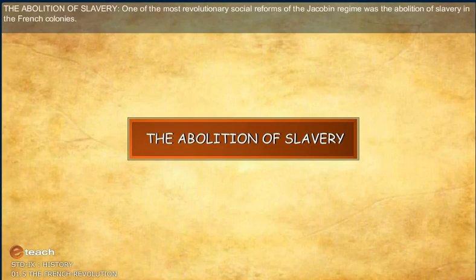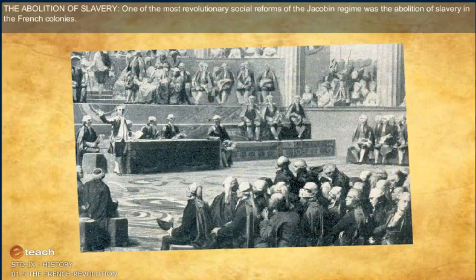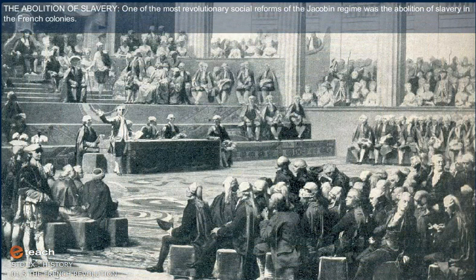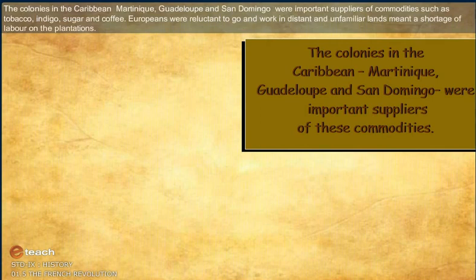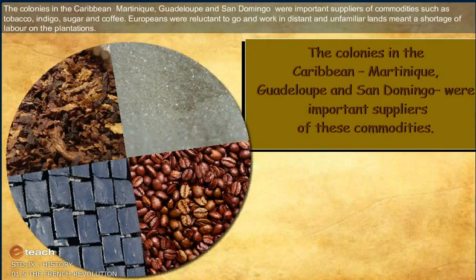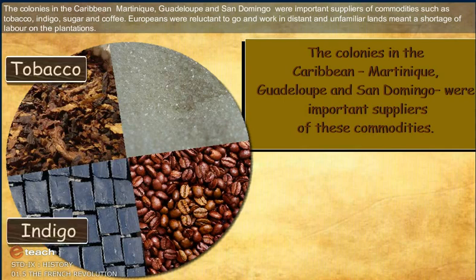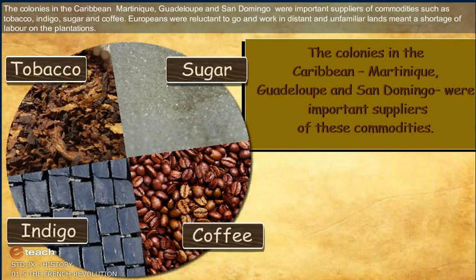The abolition of slavery. One of the most revolutionary social reforms of the Jacobin regime was the abolition of slavery in the French colonies. The colonies in the Caribbean, Martinique, Guadeloupe, and Saint Domingo were important suppliers of commodities such as tobacco, indigo, sugar, and coffee. Europeans were reluctant to go and work in distant and unfamiliar lands, which meant a shortage of labor on plantations.